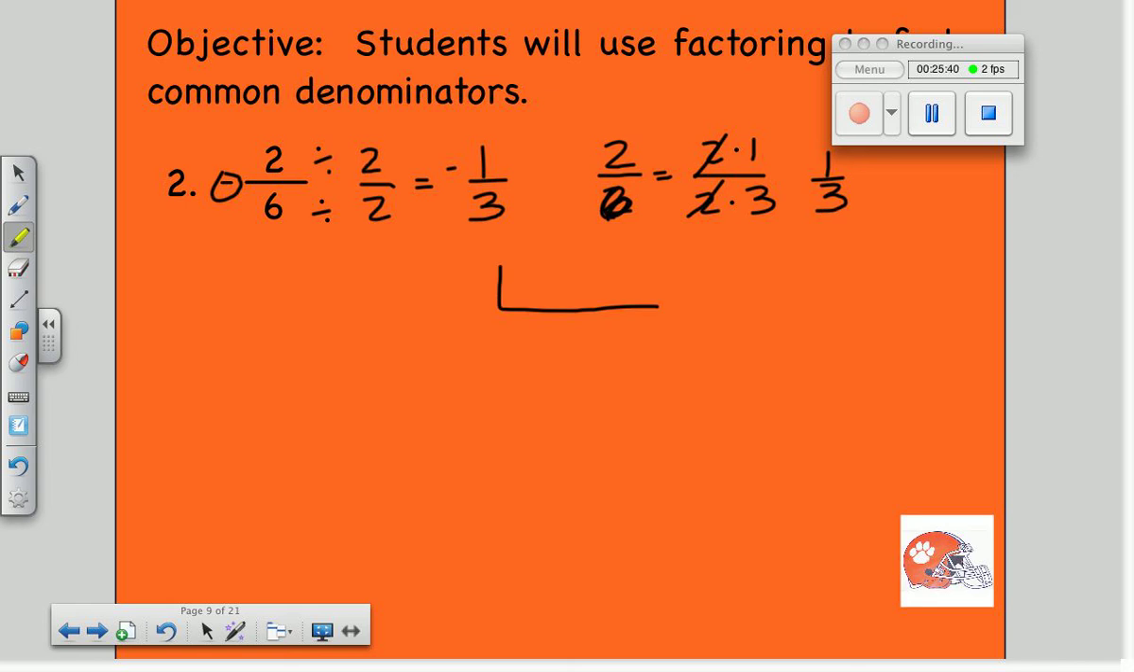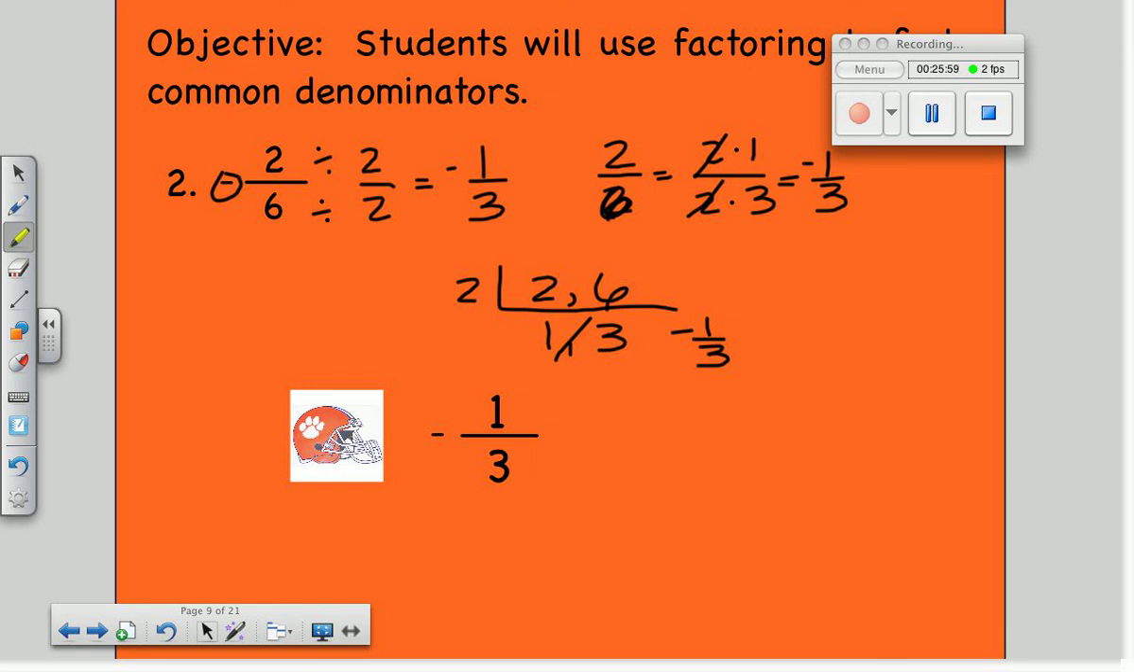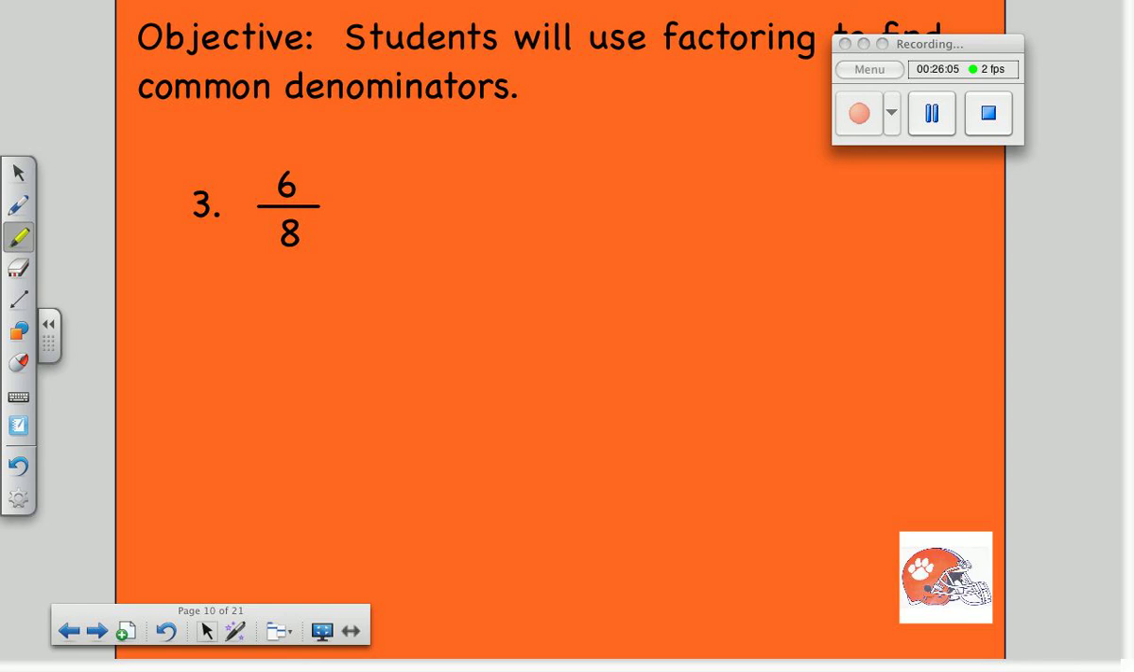Upside down division, 2 and 6. This is negative, by the way. Divide both by 2, 1 and 3. 1/3, and it's negative. So in all three ways, we get negative 1/3. You just choose one way. I don't want you to write all three of these every time. Just choose one. And 6/8.